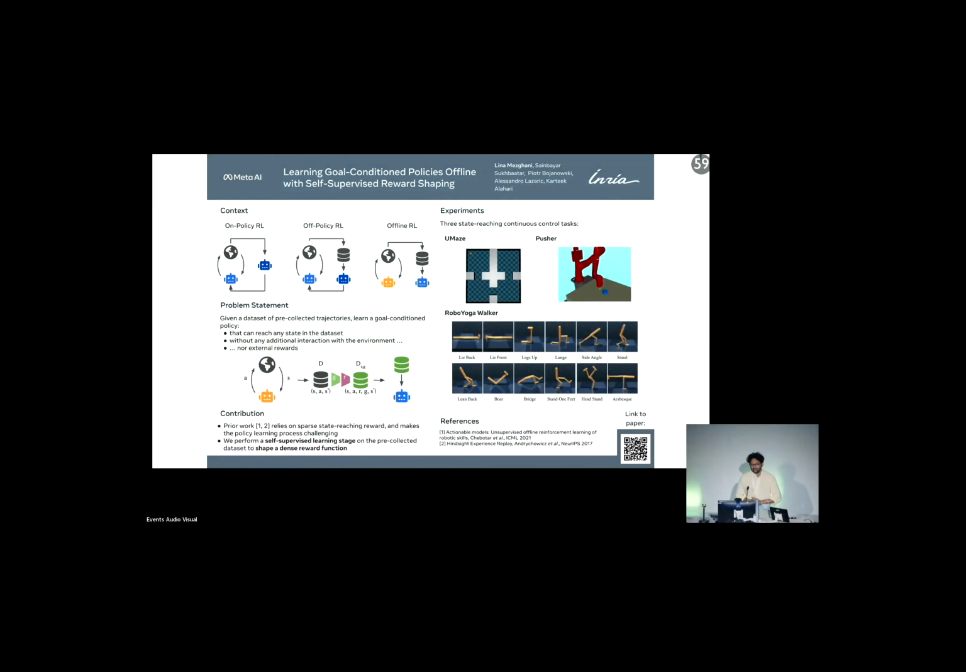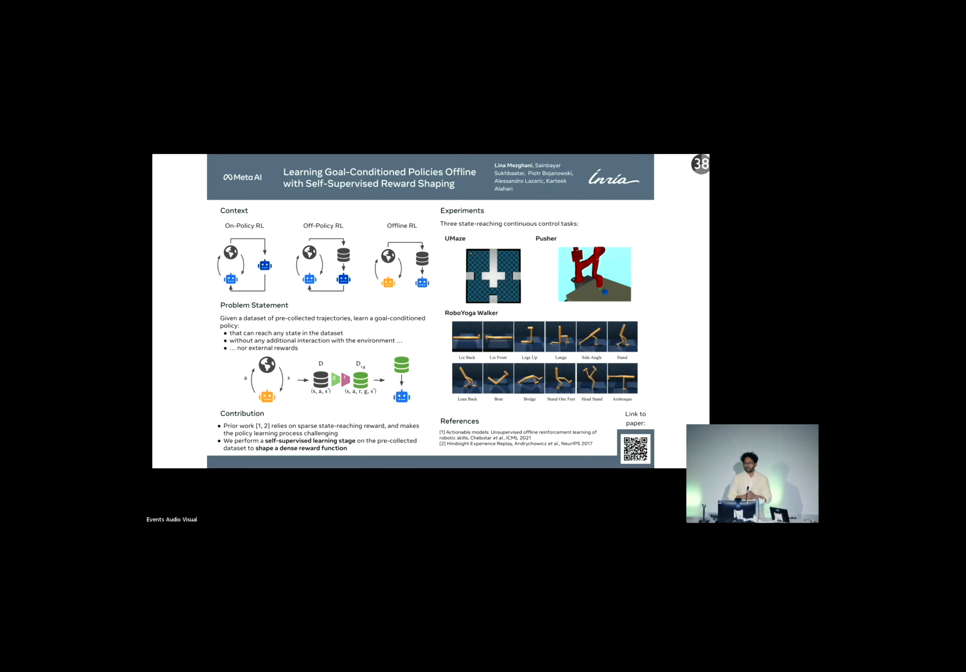Good afternoon, everyone. I'm Karthik Alahari, and I'm here presenting for my student Lina, who couldn't make it for personal reasons. So in this work, we focus on the problem of learning goal-conditioned policies in an offline learning setup. So the requirements in this setup are that we need to learn a policy which allows us to reach any state in the data set.